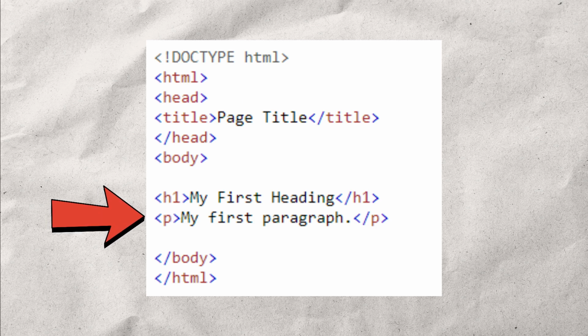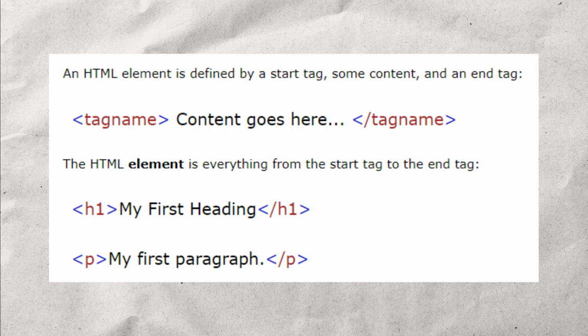The P element defines a paragraph. Paragraphs are the fundamental building blocks for presenting textual content on a web page. Proper use of paragraphs enhances readability and makes the content more visually appealing. The HTML element is everything from the start tag to the end tag.